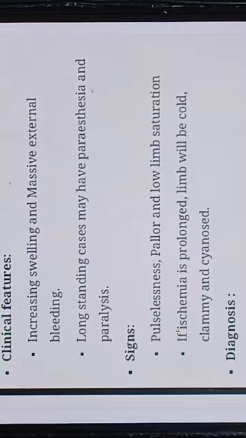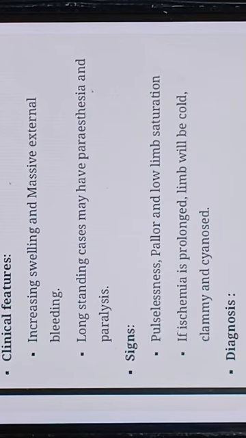What are the clinical features? Increasing swelling and massive external bleeding. Long-standing cases may have paresthesia and paralysis because of compression of the nerve, and neurovascular deficits. Signs include absent pulsations, pallor, and low limb saturation. If ischemia is prolonged, the limb will be cold, clammy, and cyanosed.